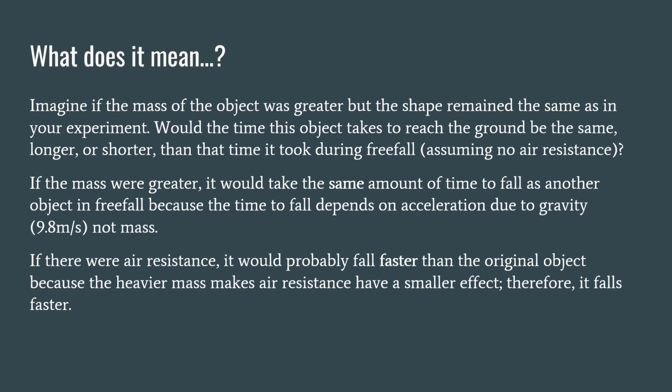So what does it mean? If the mass of the object was greater but the shape remained the same as in our experiment, will the time this object takes to reach the ground be the same, longer, or shorter than the time it took during free fall, assuming there's no air resistance? So if the mass were greater, it would take the same amount of time to fall as the other object in free fall because time to fall depends on acceleration due to gravity, 9.8 meters per second squared, and not mass. However, if there were air resistance, it would probably fall faster than the original object because the heavier the mass, the smaller the effect of air resistance, therefore it would fall faster.